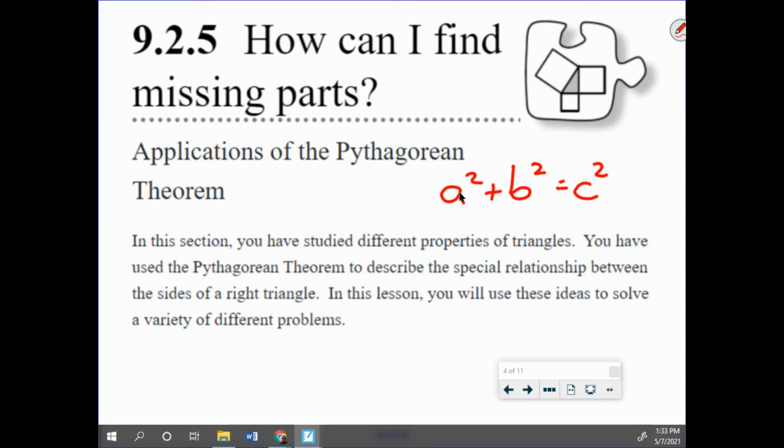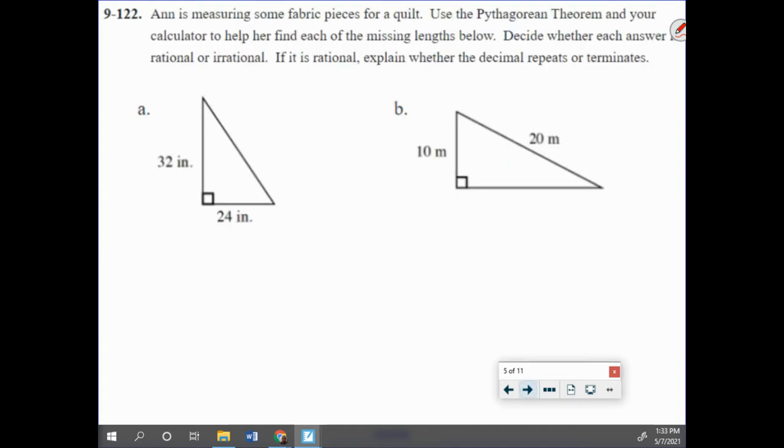In this section, you have studied different properties of triangles. You have used the Pythagorean theorem to describe the special relationship between the sides of a right triangle. In this lesson, you will use these ideas to solve a variety of different problems. A lot of these problems, some of them I'm going to skip because we're doing video. If we were in class, I'd do them, but we're going to skip some of them. We're going to shorten some of them, but the ones that we do, I do want you to follow along, show your work, everything you do, and make sure that you write it on your paper.